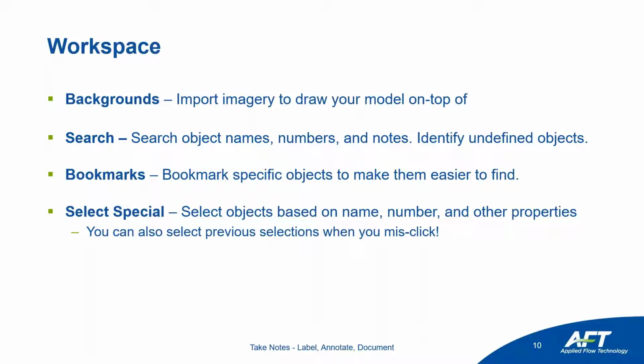The next thing we'll touch on is Select Special. Select Special will also touch on some other cool selection tools. But this allows us to select objects based on things like how we've named the object, how it is numbered, and other properties. One other thing I'll show is you can also select previous selections if you accidentally misclick.